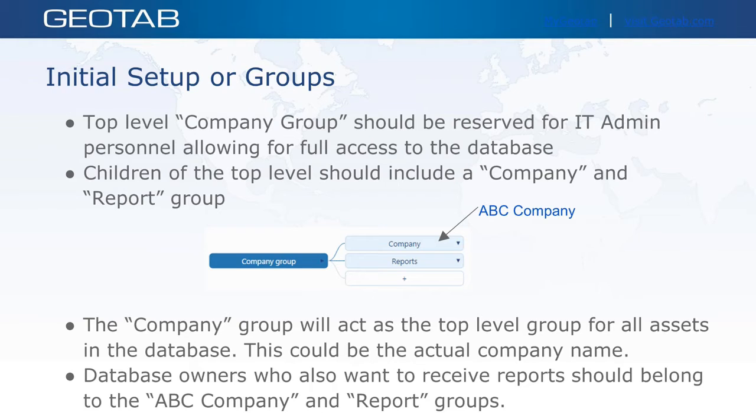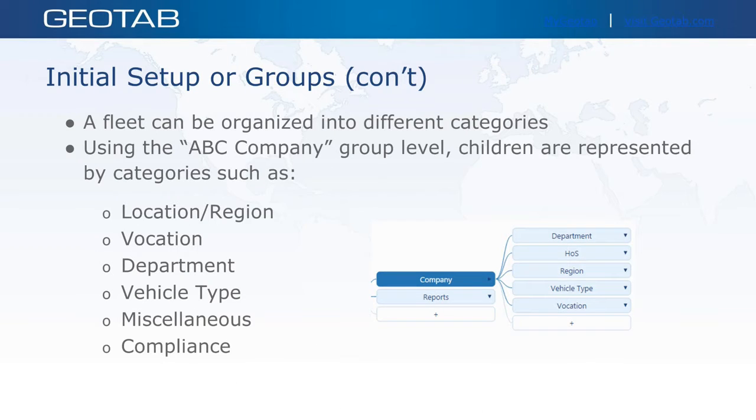And we'll talk about that report group in just a moment and explain what we mean by the reporting and how a user can have access to that. So a fleet can be organized into different categories, if you will. So we use the ABC company group level, and the children are represented by categories such as what we see here: location or region, vocation, department, vehicle type, and so on.